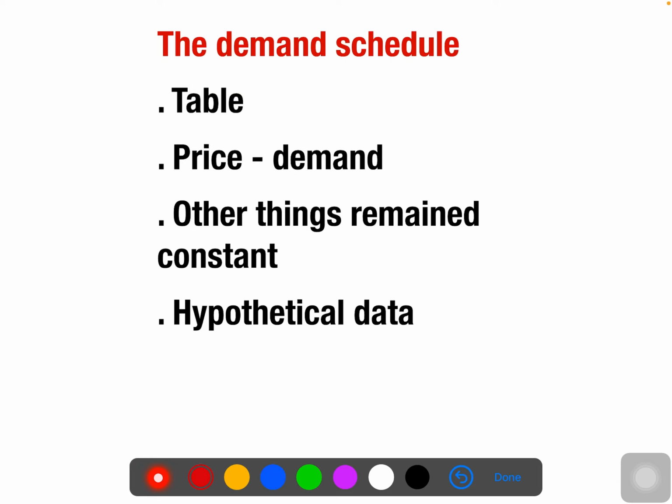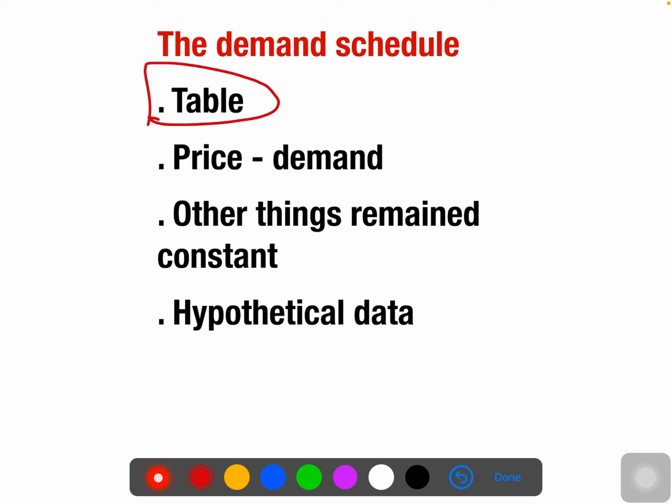So let's talk now about the demand schedule. What is the demand schedule? We have already understood what the law of demand is. Keeping all the other determinants constant, only price and demand are going to change. The quantity is going to vary. Whenever price changes, the quantity is going to react. The demand schedule is nothing but a table.